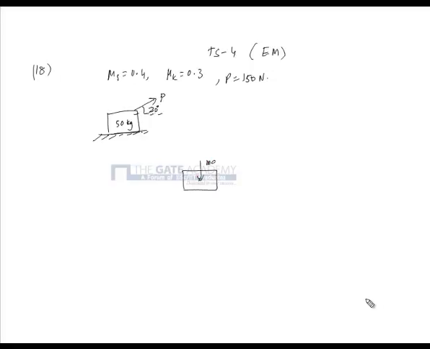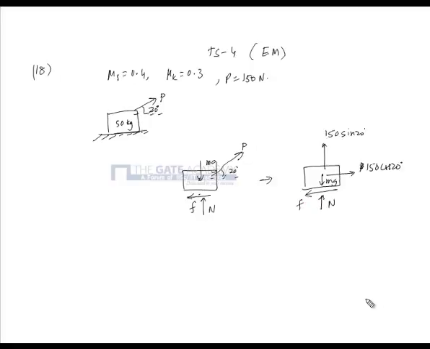So you have the weight mg, and this P I can resolve. The block will try to move forward, so friction will act backward, and there will be a normal force N. So let me resolve P: you will have 150 cos 20 and 150 sin 20, and the weight mg, the frictional force F, and the normal N. Let me also denote the coordinate axes x and y.